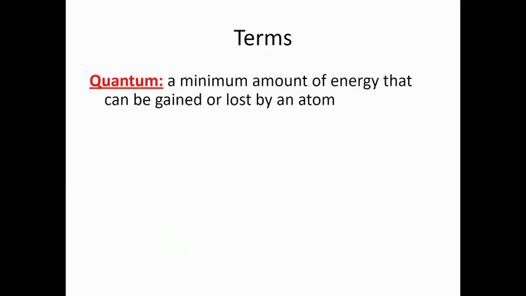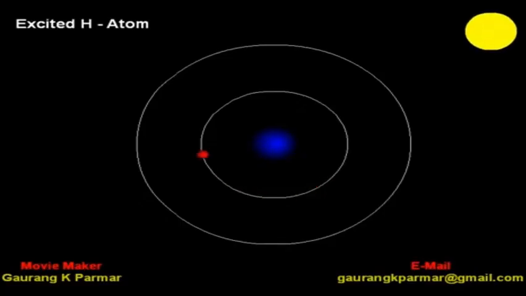And so we have a couple of new terms now. Quantum. The quantum theory is based on the idea that there is a minimum amount of energy that can be gained or lost by an atom. And as we watched the electron circle around the nucleus, we saw that it required a specific or minimum amount of energy to jump from one energy level to another. And as it fell back down, it gave off that photon or quantum of energy in the form of a light wave.